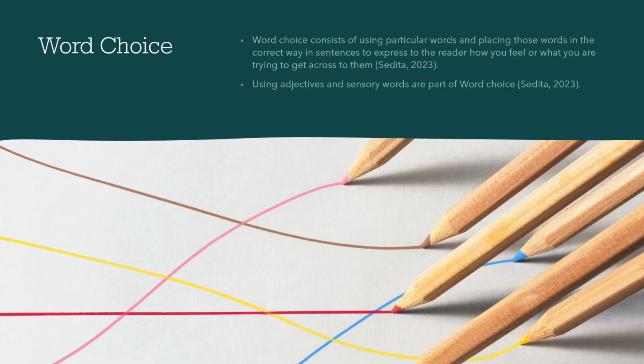Word choice consists of using particular words and placing those words in the correct way in sentences to express to the reader how you feel or what you are trying to get across to them. Using adjectives and sensory words are part of word choice.